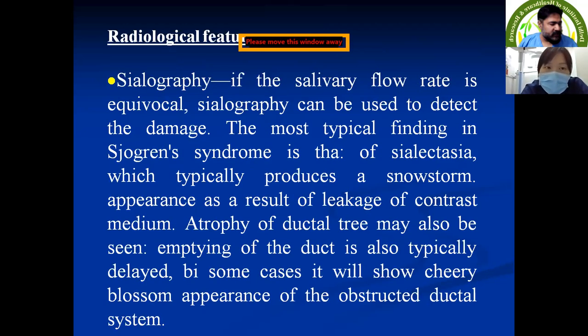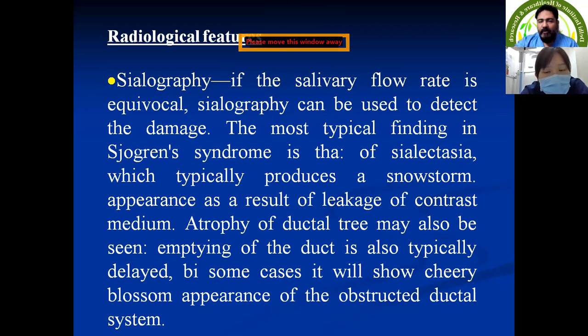Radiological features: sialography can be used to detect the damage. The most typical finding in Sjögren syndrome is sialadenitis, which typically produces a snowstorm appearance as a result of leakage of contrast medium. Radiologically, you can see the snowstorm because of leakage of contrast medium.